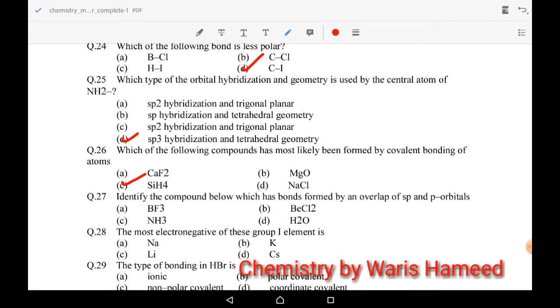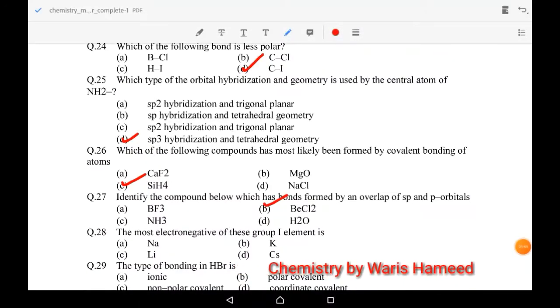Identify the compound below which has the bond formed by an overlapping of sp and p orbital. In this, the central atom should have sp hybridization and the attaching or overlapping atom should have p orbital. In this case, beryllium chloride can form sp and p orbital overlapping.